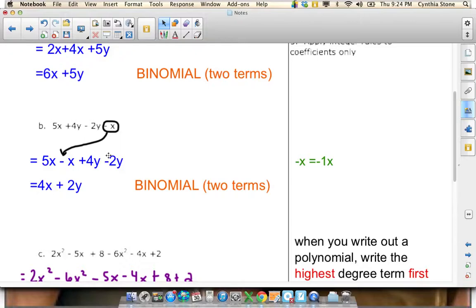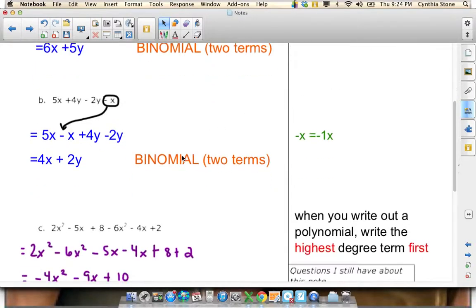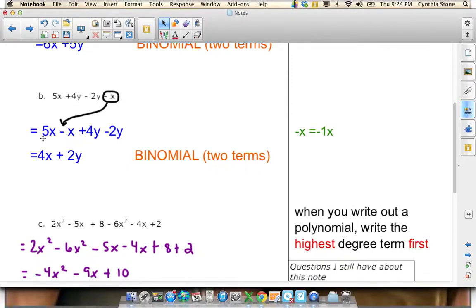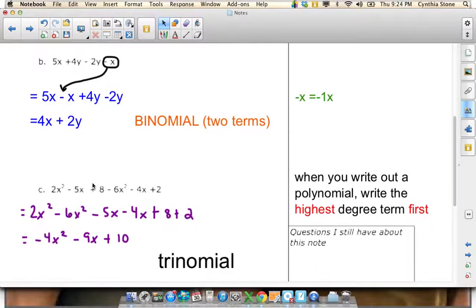So now when I add, what does it say? Apply integer rules to the coefficients only. 5x minus x. You have to remember that that's the same as minus 1x. The 1 is implied, right? So that's 5 minus 1, which is 4. And then 4 minus 2 is 2. Okay? This one's big, but it's really the same thing.